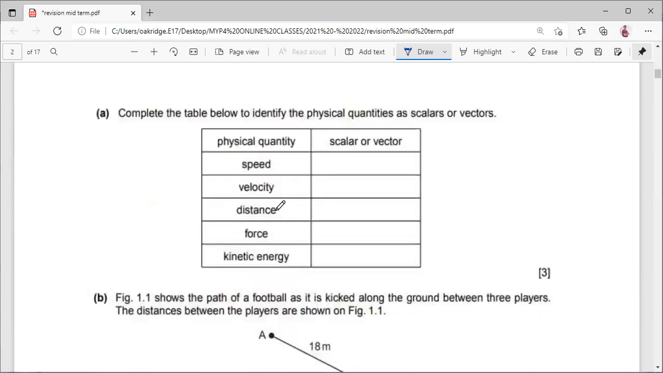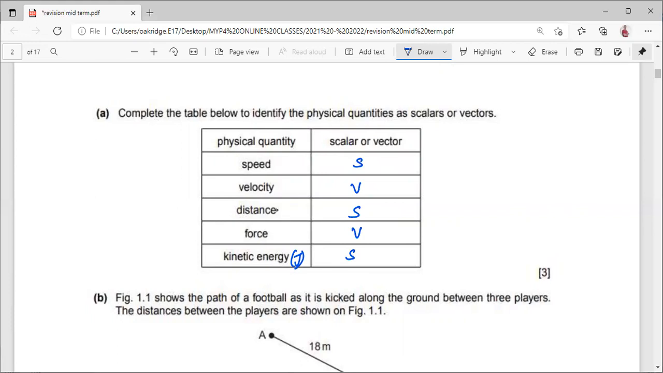Next, complete the table below to identify the physical quantities as scalars or vectors. Now, speed is a scalar, velocity is a vector, distance is a scalar, force is a vector. Kinetic energy, what is kinetic energy? Energy is expressed in terms of joules, right? This is a scalar. How is it a scalar? Let us see that also.